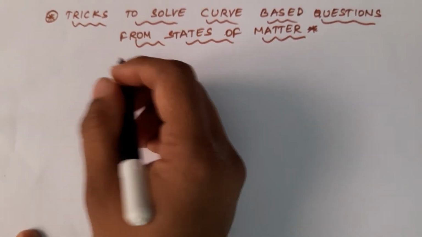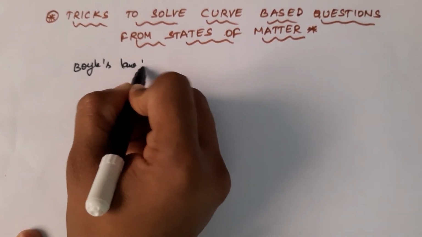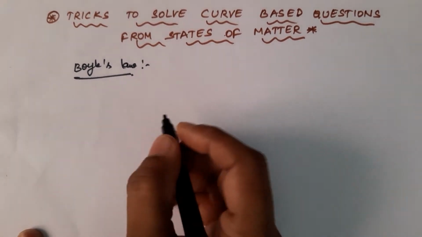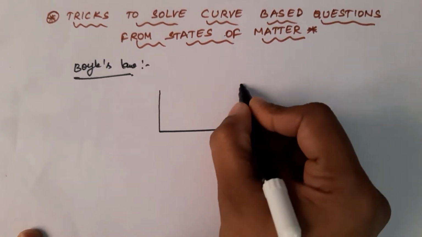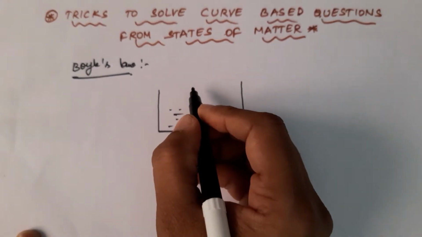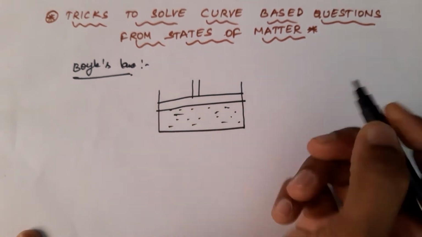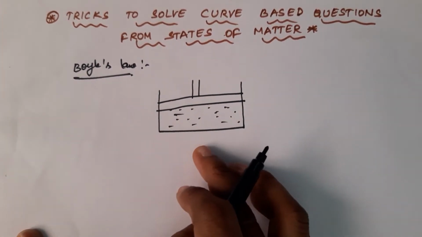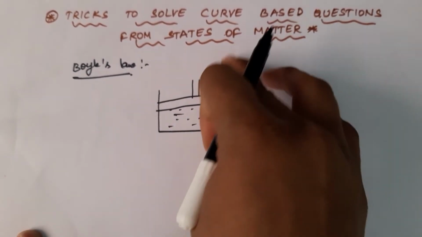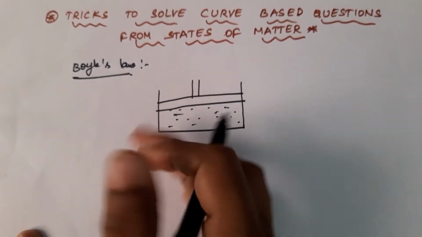First of all, I am taking one law that you already know, Boyle's law. Tell me students, what is meant by Boyle's law? For example, take a gas in a container and keep a piston over the gas molecules, and apply pressure on the gas present in the container by using the piston. Then what happens, students?